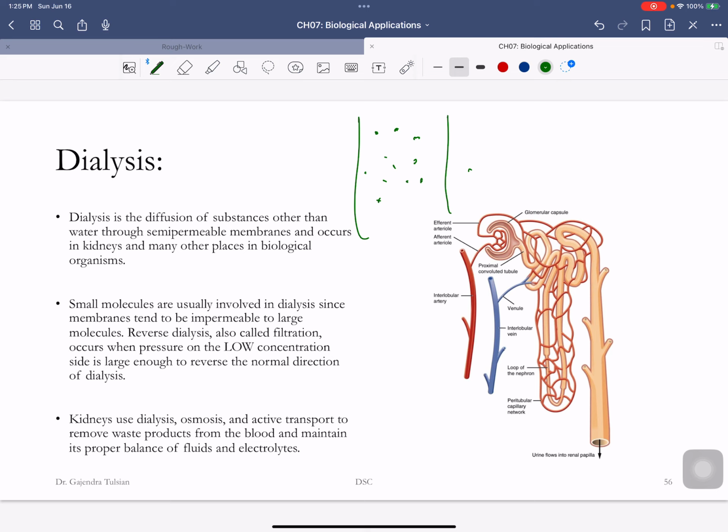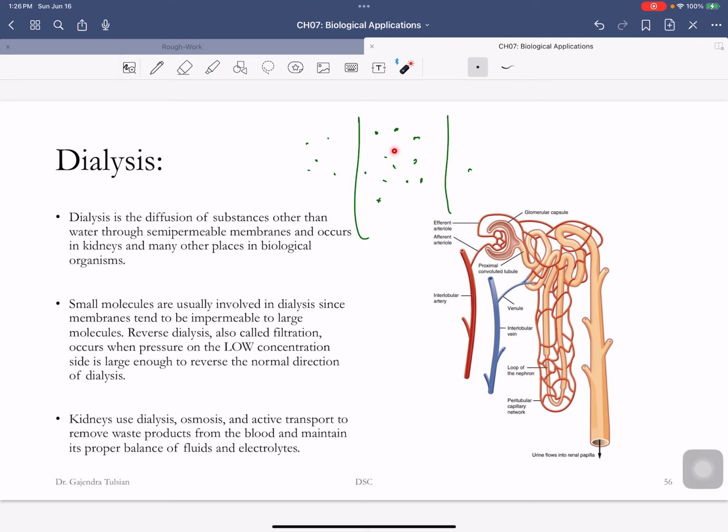Okay, now let's talk about dialysis. Dialysis is the diffusion of substances other than water through semi-permeable membranes. If we're talking about other molecules now, and the concentration is less here than other smaller molecules, and this is a semi-permeable membrane, these molecules will diffuse over to here, and that's dialysis.